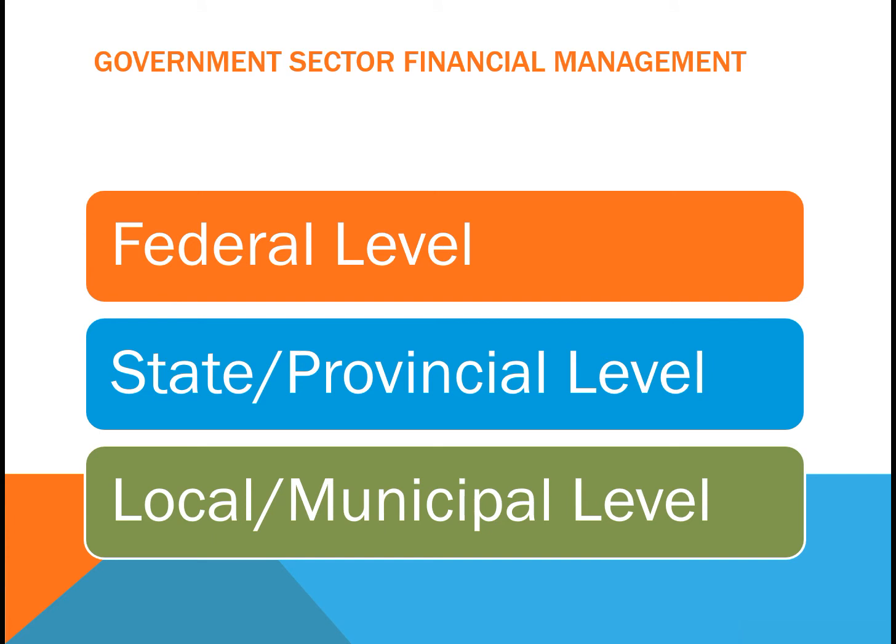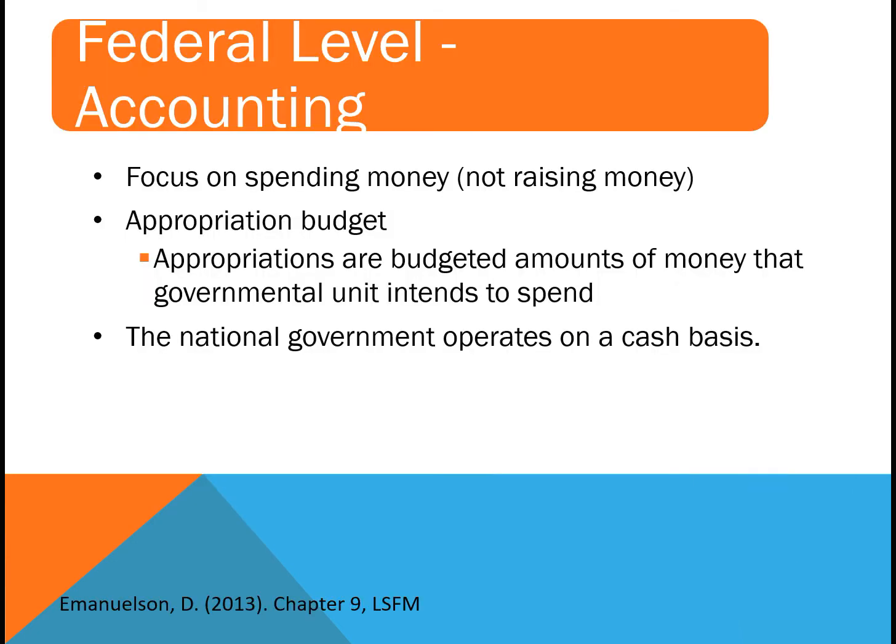So the government sector financial management is different. You have the federal level, you have provincial, and you have municipal, different structures. Federal level accounting is all about what's called the appropriation budget. The focus is on spending money, not raising money. An appropriation budget is budgeted amounts of money that the government unit intends to spend. So the national government operates on a cash basis.